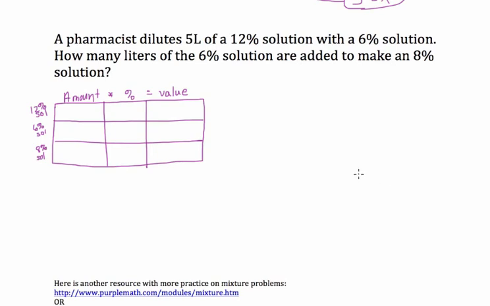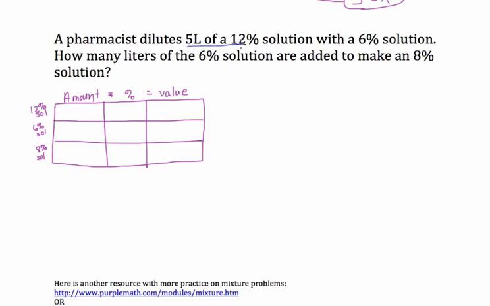Again, when I do mixture problems, I like to have a table like this. It helps me to organize my equation. So I know that I have a 12% solution that I'm mixing with a 6% solution, and I want to end up with an 8% solution. Okay. So the 12% plus the 6% will equal the 8%. So how much do I have? Let's see if it tells me.